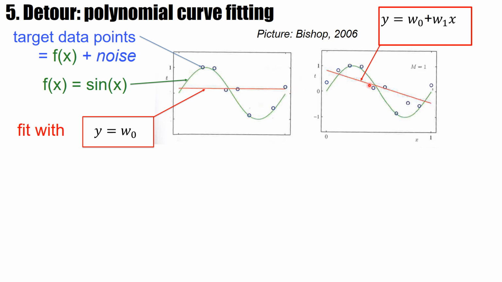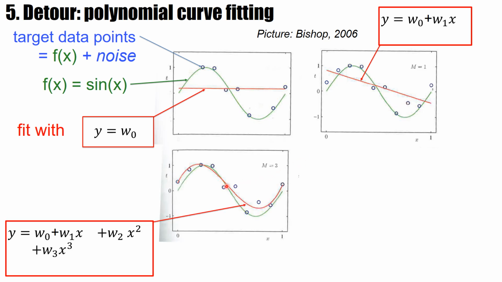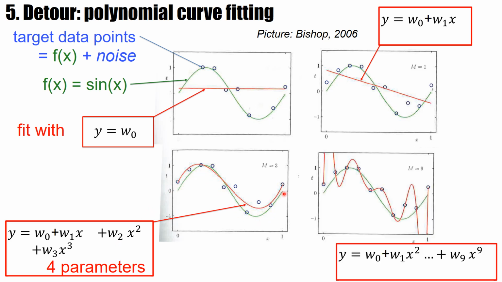We try to fit with a linear function. Well, it's still not very good. We try to fit with a polynomial function of order 3, which means in total we have 4 parameters. Well, this looks not too bad. So let's increase further. Let's take a function that has 10 parameters and that goes up to 9th order. Well, this looks really wiggly. All the data points, and there are 10 data points, are perfectly well fit. The red curve runs straight through the data points.